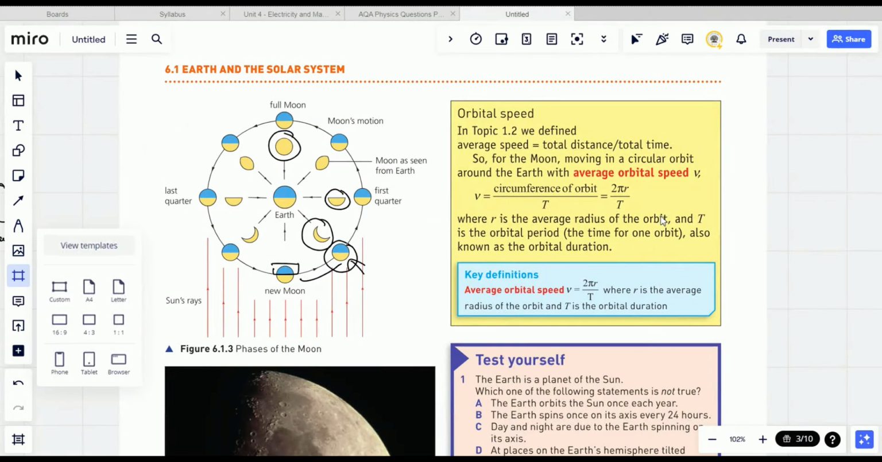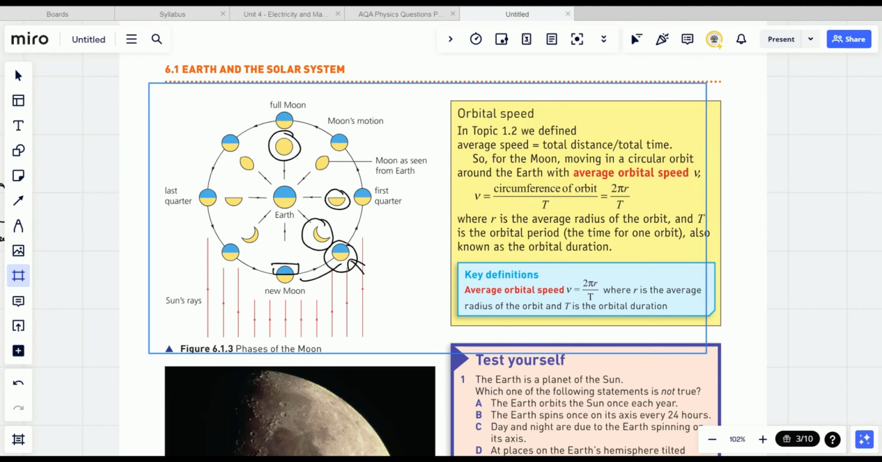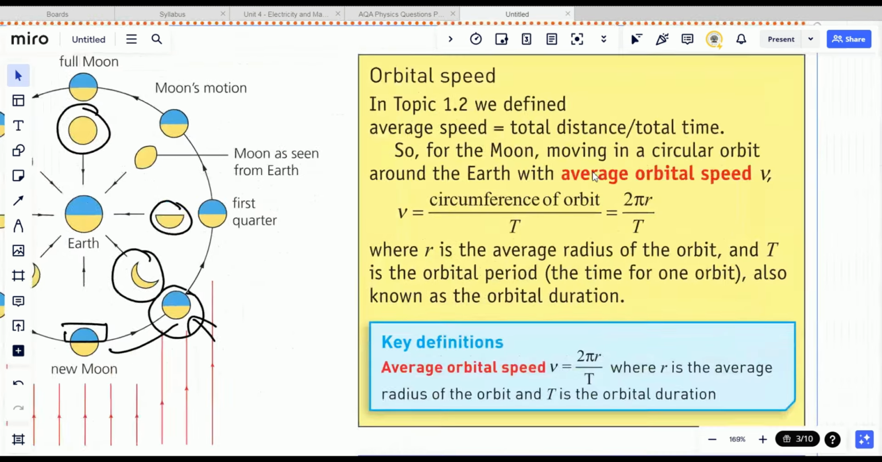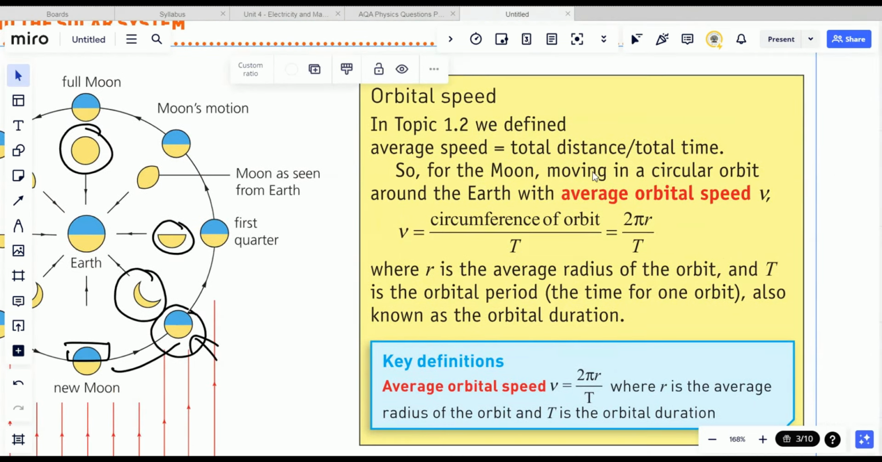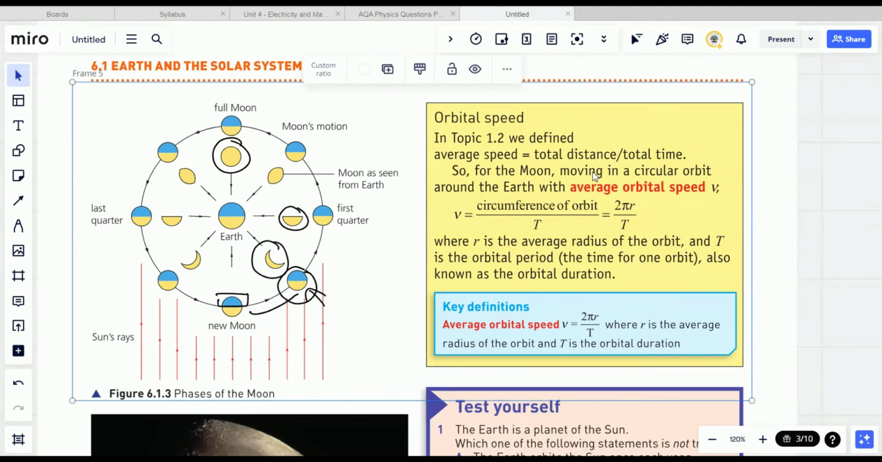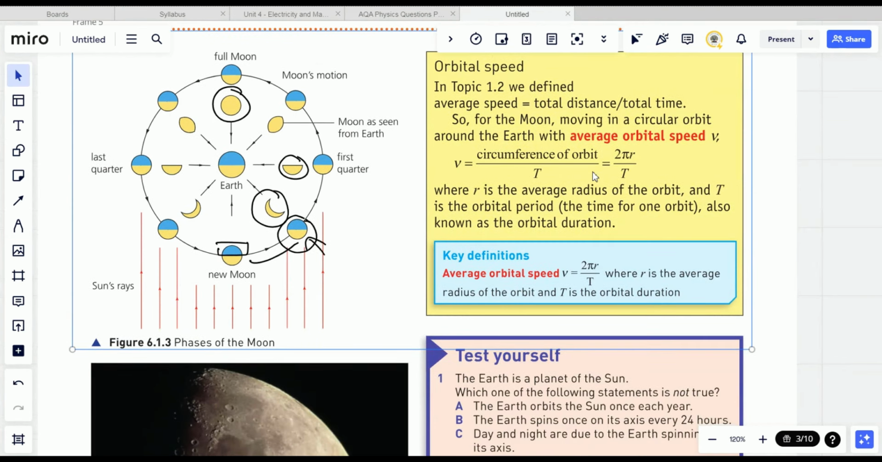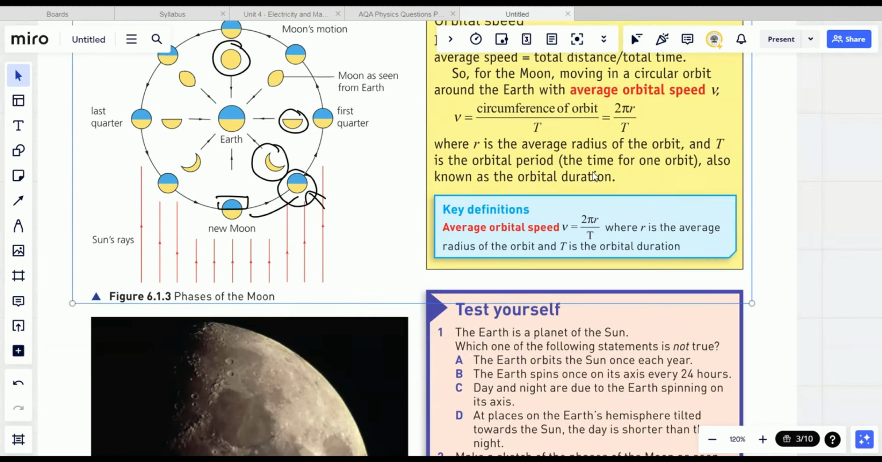This is one thing that you all need to remember. This numerical that you see over here: the average speed is equal to the total distance upon total time. So, if you are asked to find the average orbital speed of anything, you will be using the formula v is equal to 2 pi r upon t. Why? Because 2 pi r is the distance that the moon needs to travel to complete one whole revolution. Do you get my point?